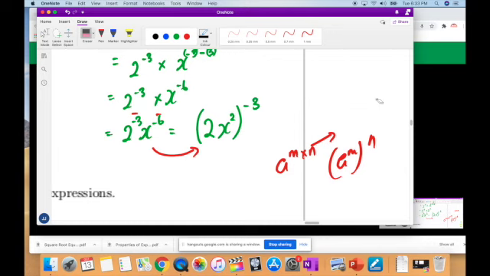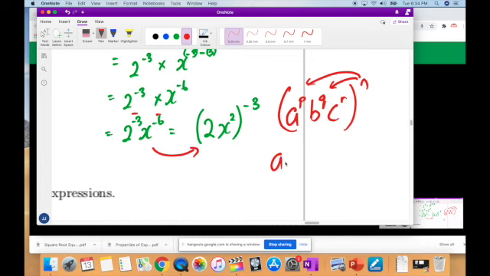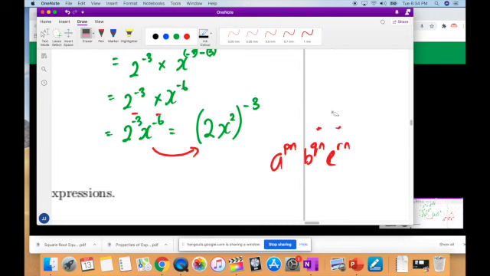And I'm glad that you all are seeing that this rule could be expanded, so I could have a to the p, and b to the q, and c to the r, all to the power of n. And this just means n is being multiplied by everything. So a to the power of pn, b to the power of qn, c to the power of rn. So it's the same rule, but it just shows that no matter how many different items you have inside the brackets, this outside power needs to be multiplied by everything in it. Right?